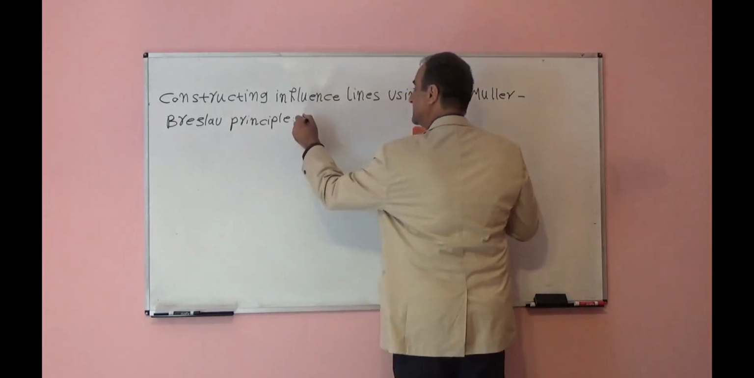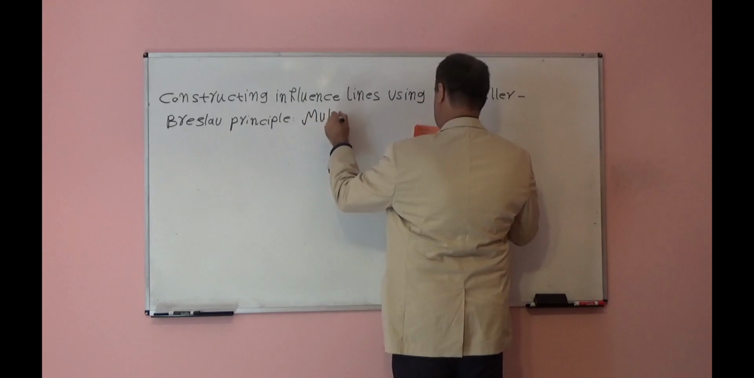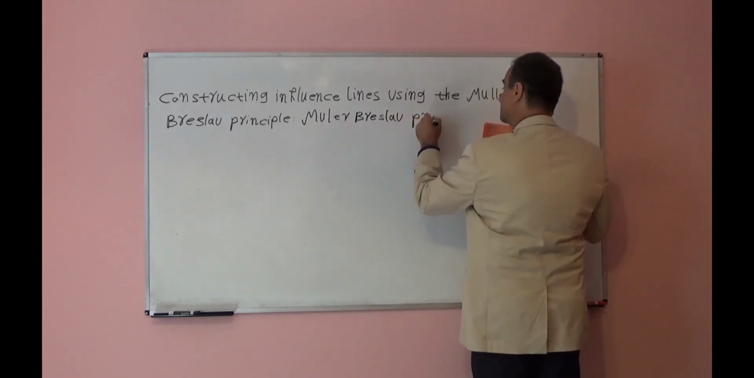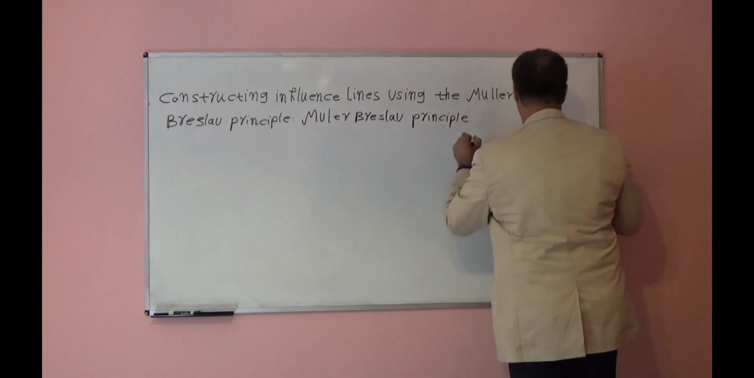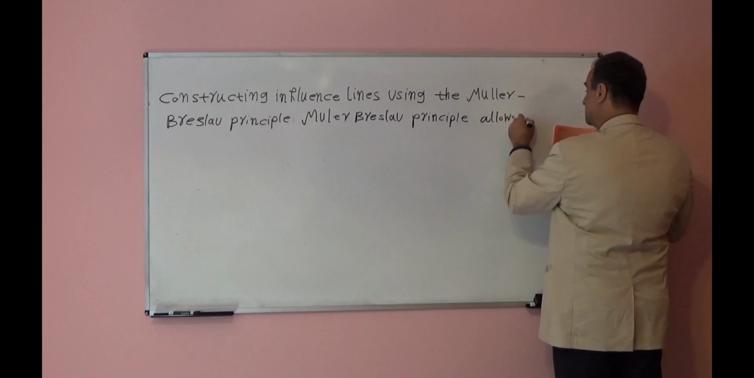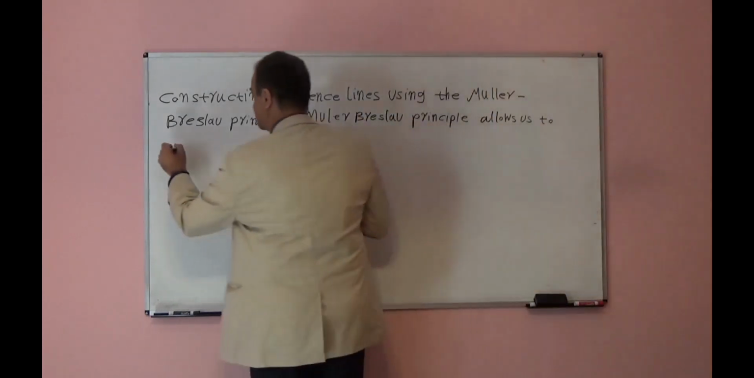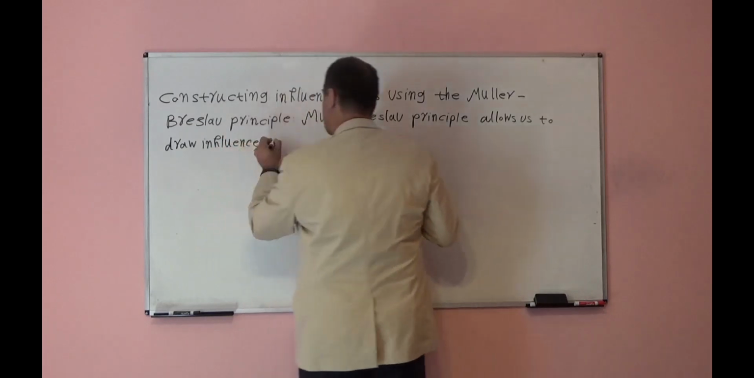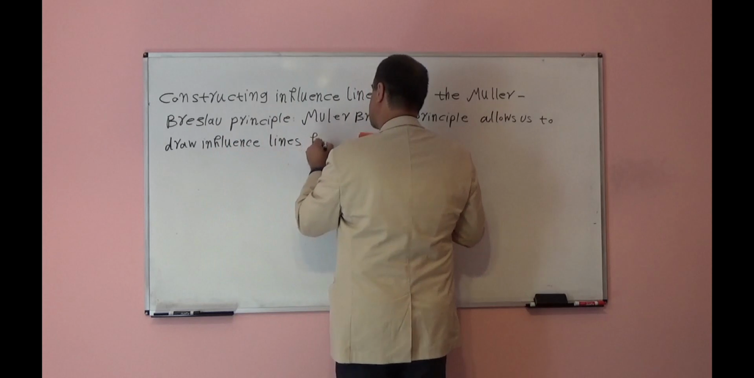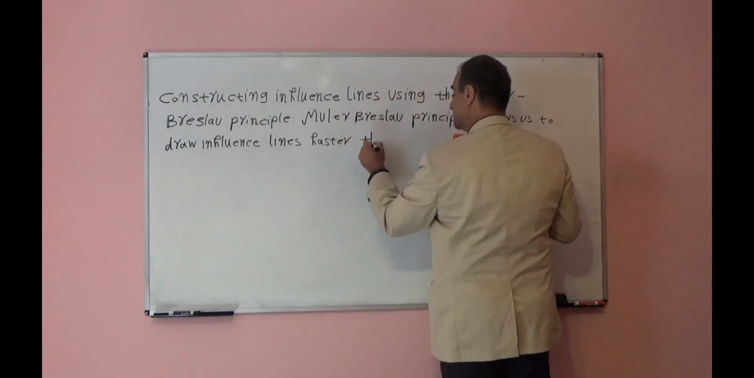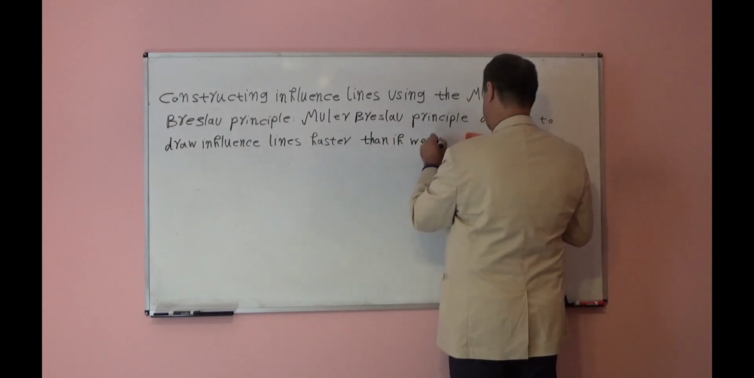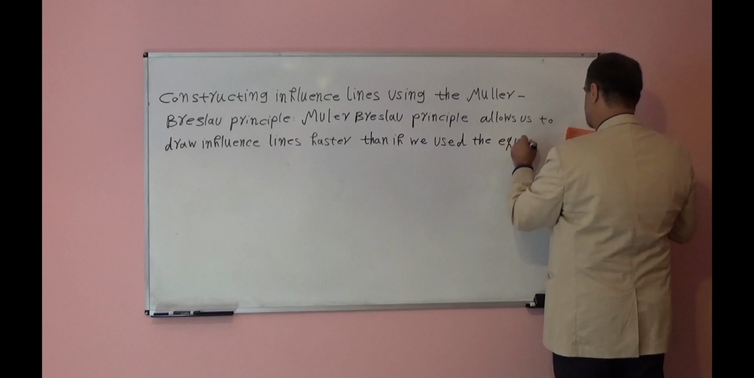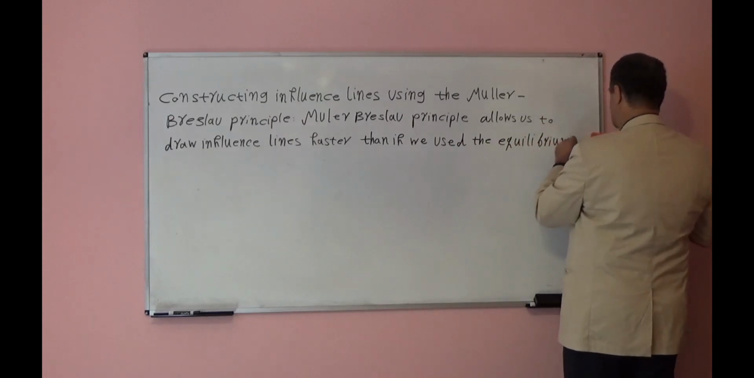So I can say Muller-Breslau principle allows us to draw influence lines faster than if we use the equilibrium calculations.